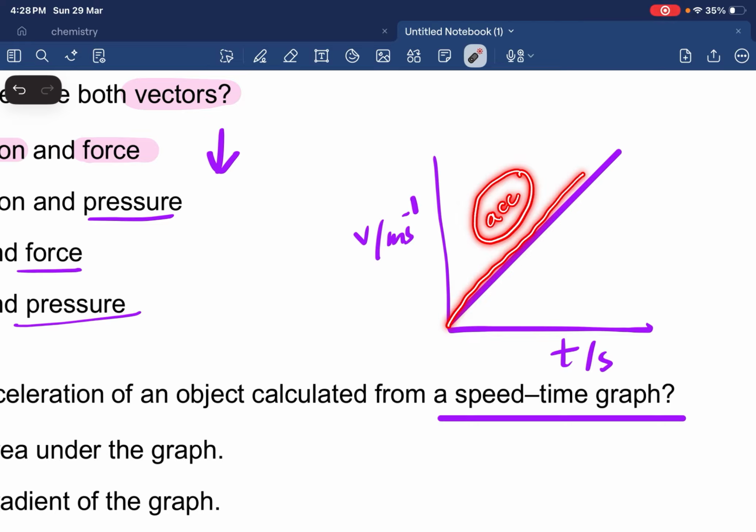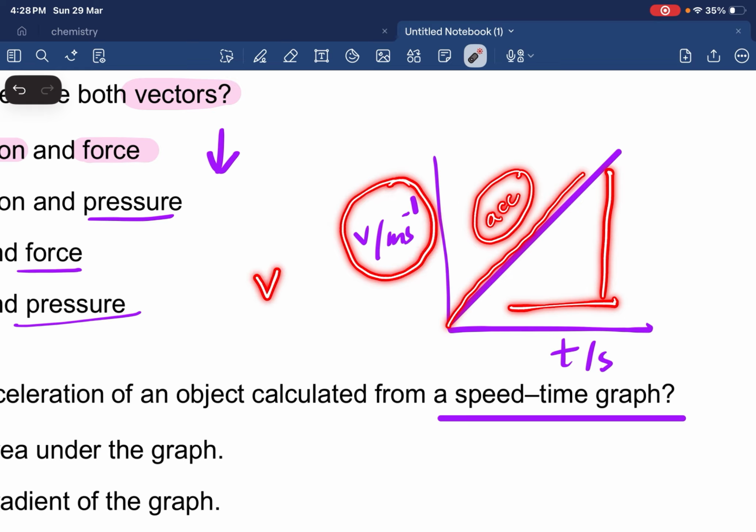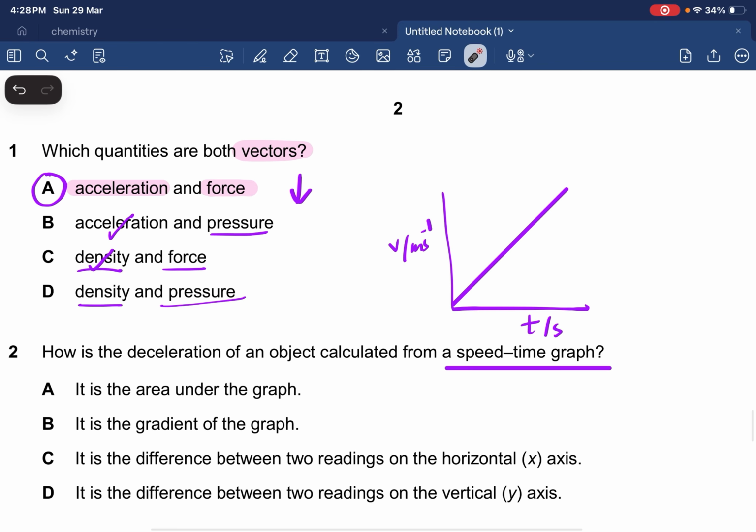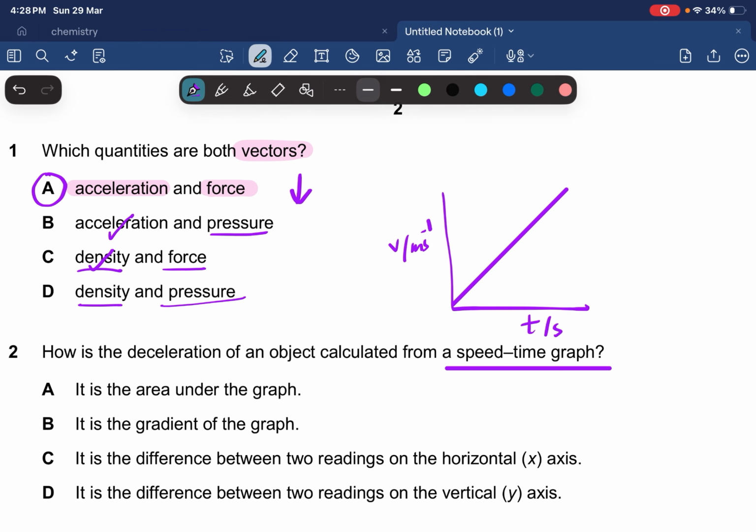The gradient tells you the rise over run. Rise is your change in velocity, and run is your change in time. Run means the horizontal side, and rise means the vertical one. So v over t gives you the acceleration or the deceleration, which is the gradient of your graph.